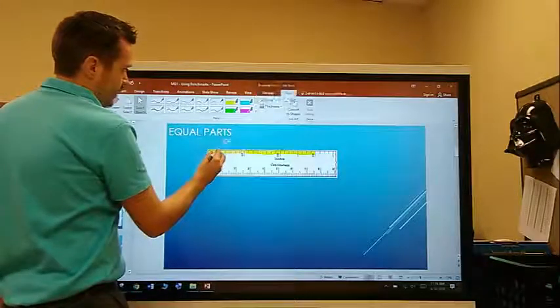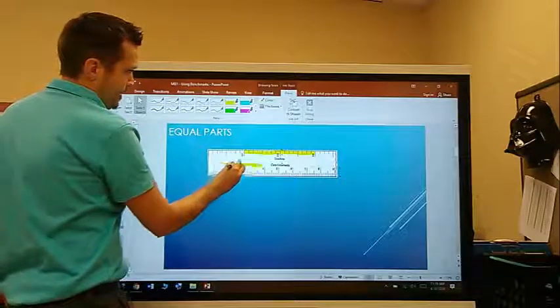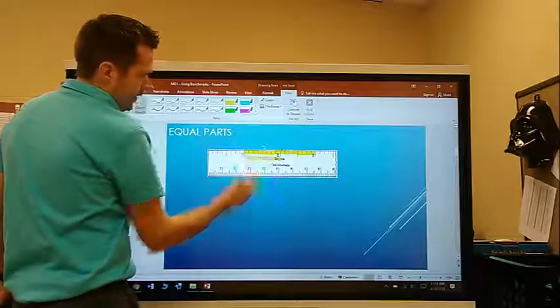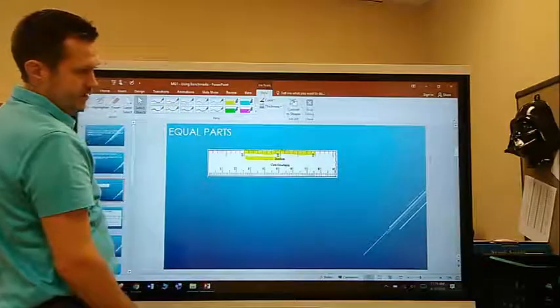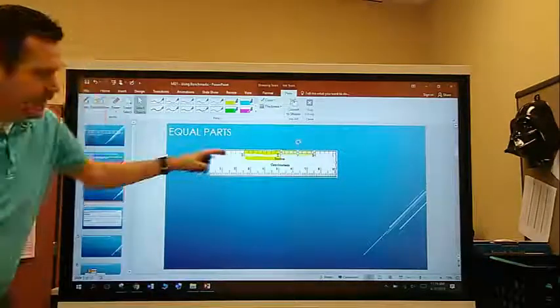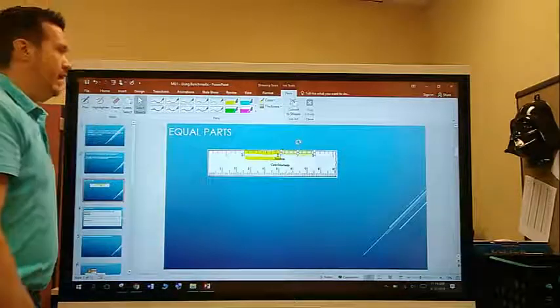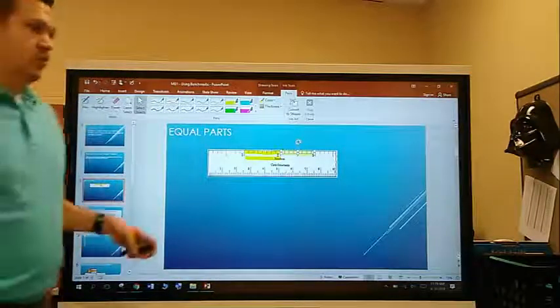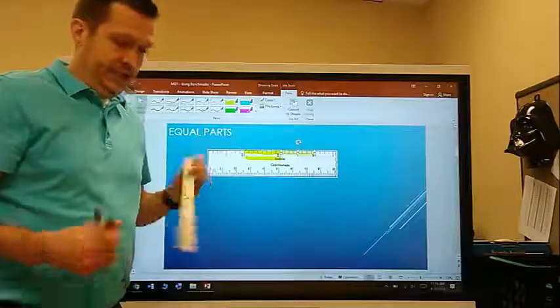So if I were to pick that up and take a look at it, I can move it and show you that right there is the same size as that one. And so they're the equal size. They're the same size no matter how we do this, all right? So a ruler is made up of equal parts.